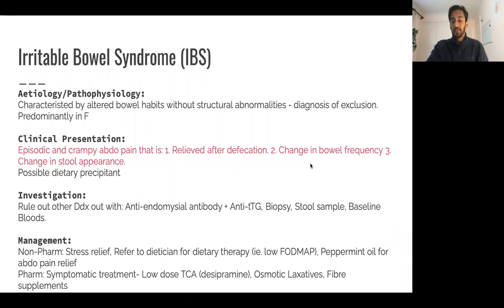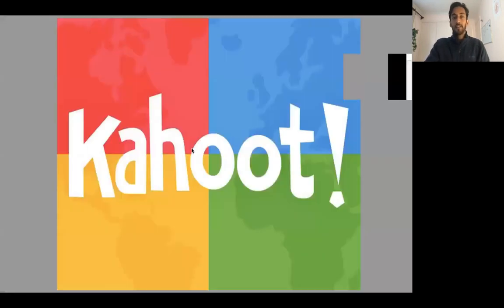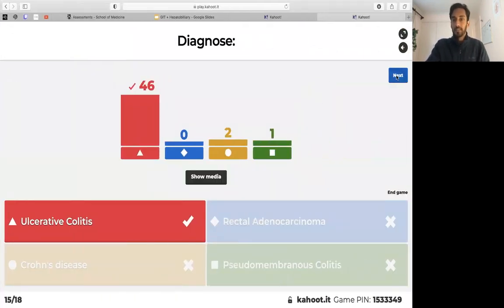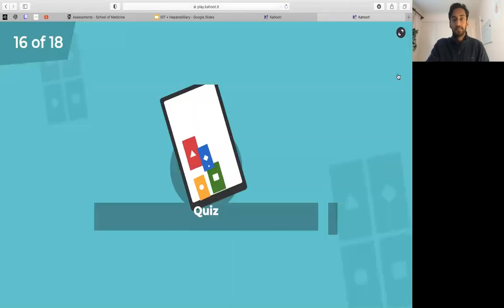The classic management for this would be your low FODMAP diet, but in terms of investigations, really rule out everything else before you diagnose IBS, because you don't want to miss a really significant condition like IBD whenever you're seeing this in a clinic. It's pretty much all there is for IBS. It's not too common on your exams, but an important differential too.